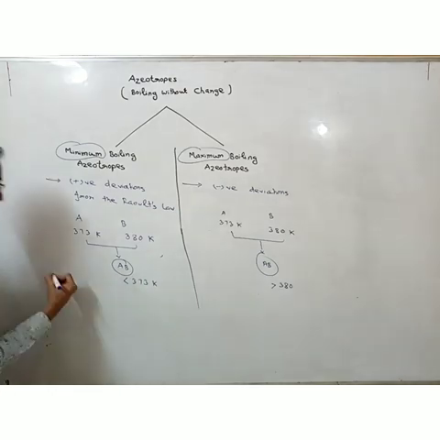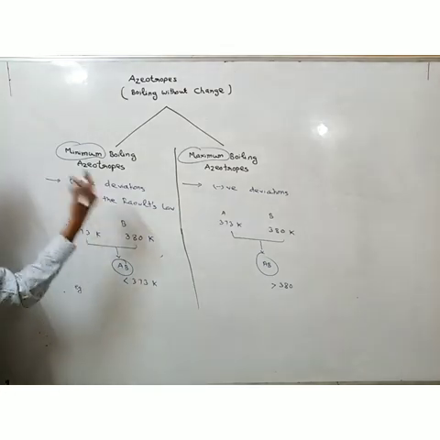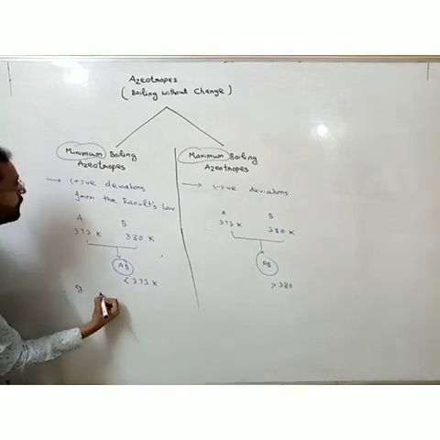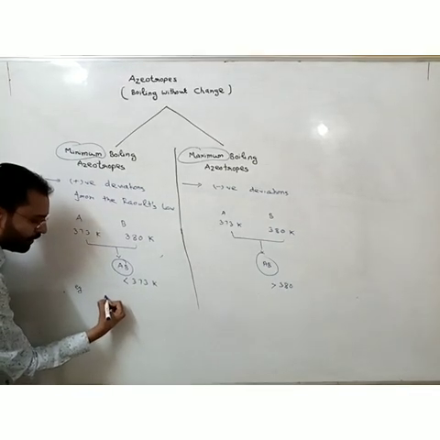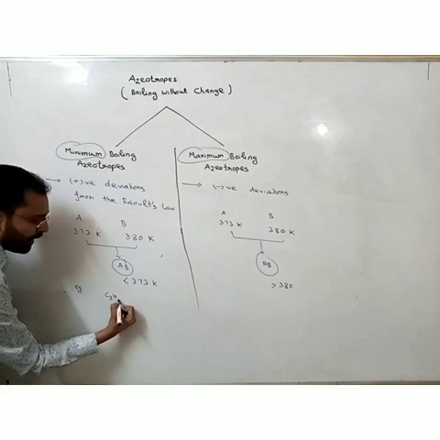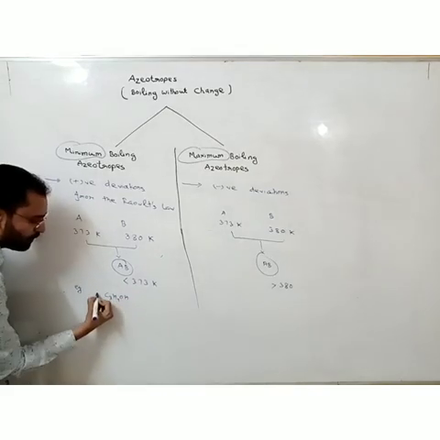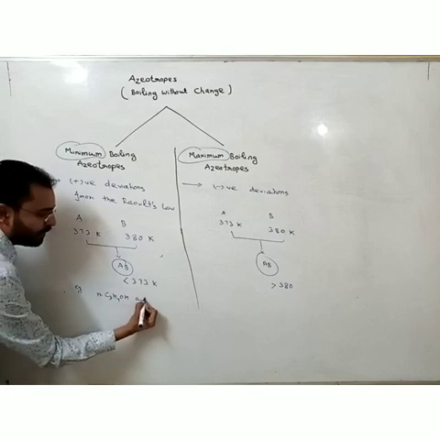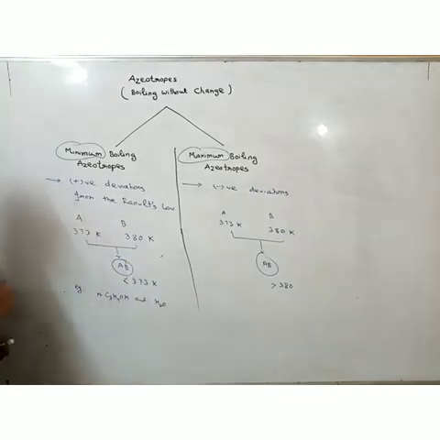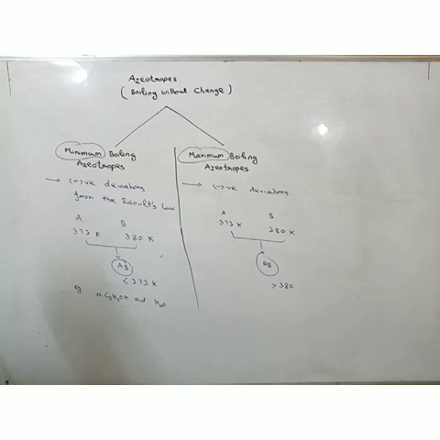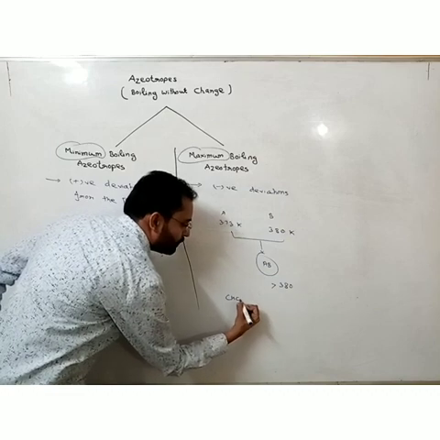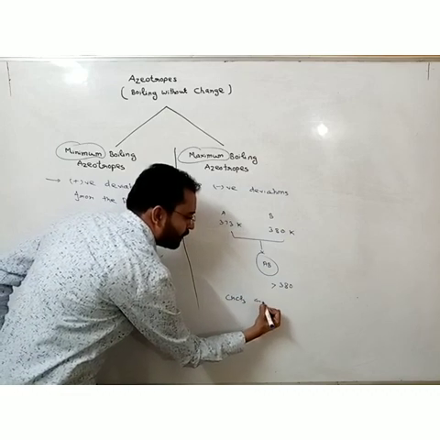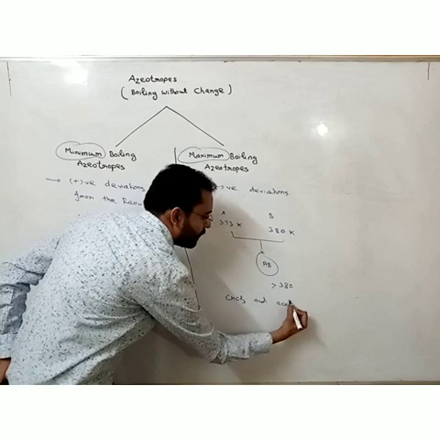Okay. Some examples. An example of this minimum boiling azeotrope is n-propanol, that is C3H7OH, and water. An example of the next one is chloroform and acetone.